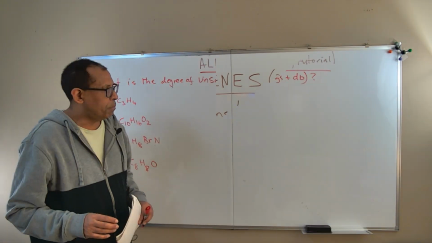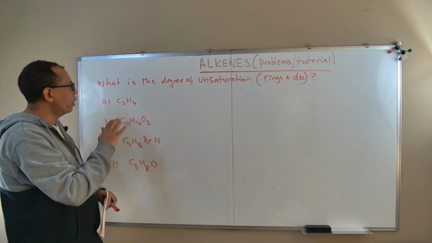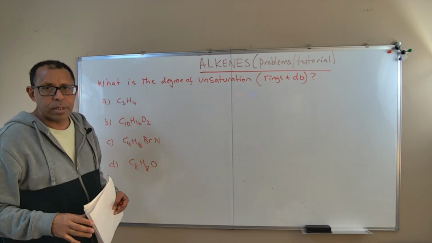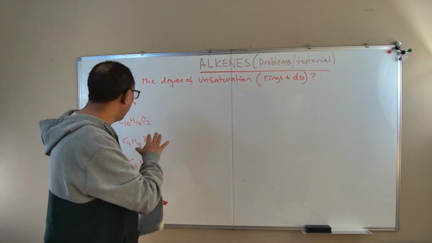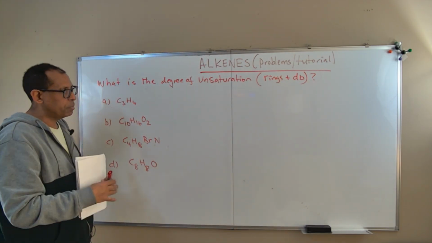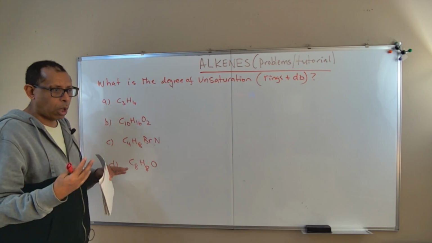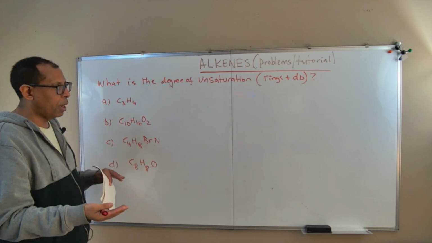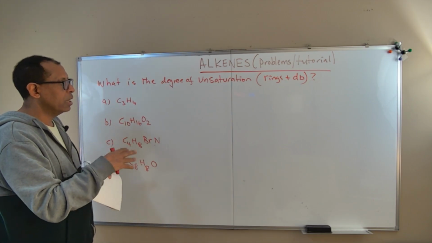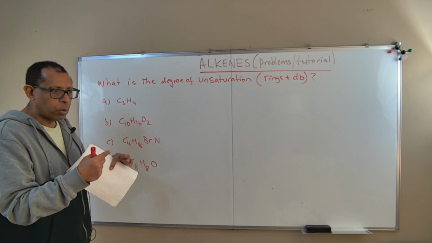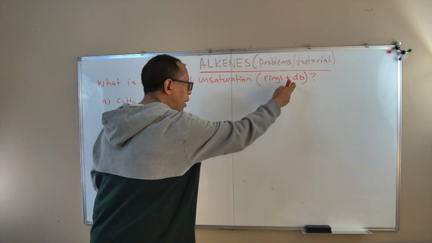Okay, let's begin our problem solving session by starting with an easy question, asking what is the degree of unsaturation. That means how many rings or double bonds are possible with this molecular formula. As you know, alkenes are unsaturated. That is what you are trying to figure out: how many double bonds or rings. Rings also make the molecule unsaturated, meaning that you need to lose at least two hydrogens to make a ring. That's why it's also called rings plus double bonds.